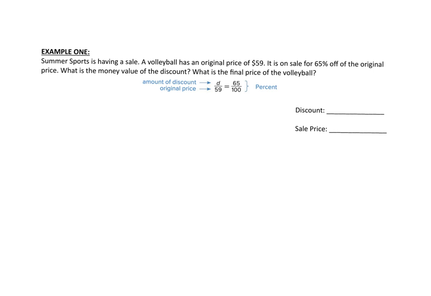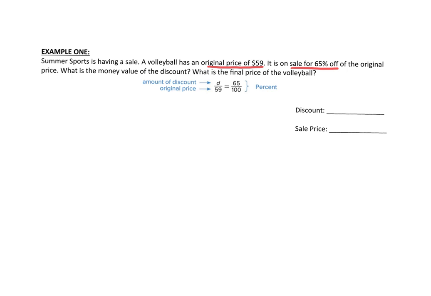All right, so example 1, let's read through the problem and underline anything that's important. Summer Sports is having a sale. A volleyball has an original price of $59. Please underline that. That's important. Original price of $59. It is on sale for 65% off of the original price. What is the money value of the discount and what is the final price of the volleyball? So I want to know how much are you going to save and then what are you going to pay?